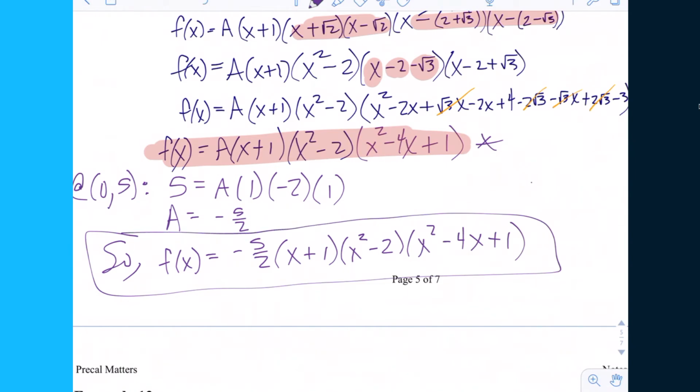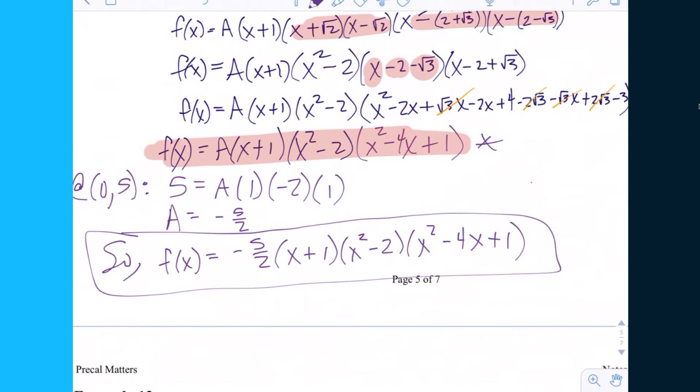Reduced factored form with our value of a there. So again, notice that's not prime factored, but it is reduced factored form. No ugly radicals, and later on, no ugly imaginaries. Okay, you got the idea?